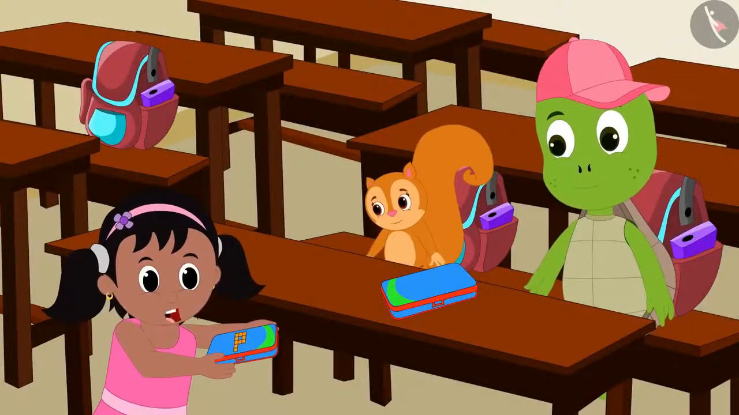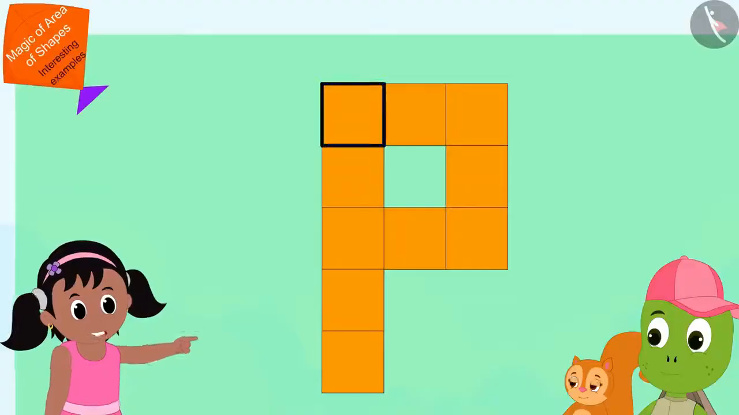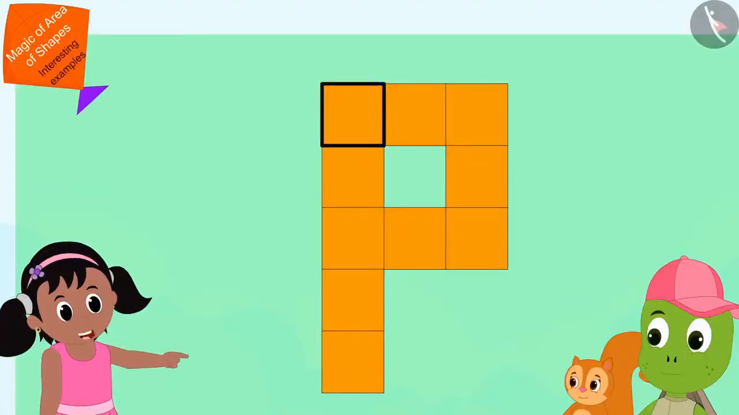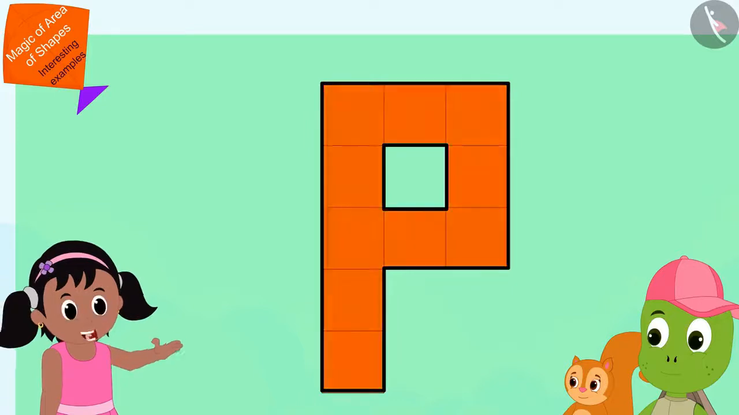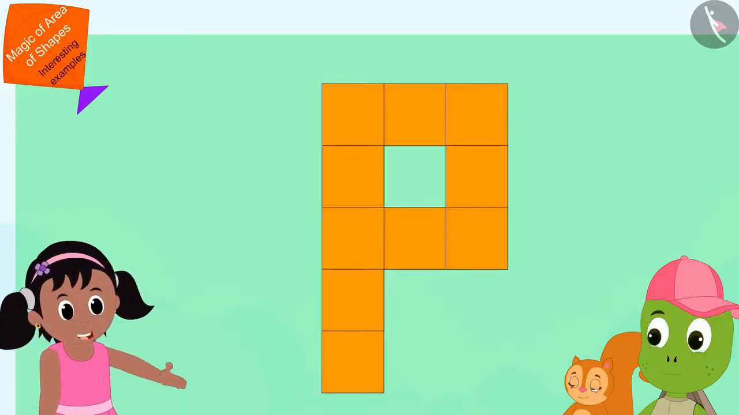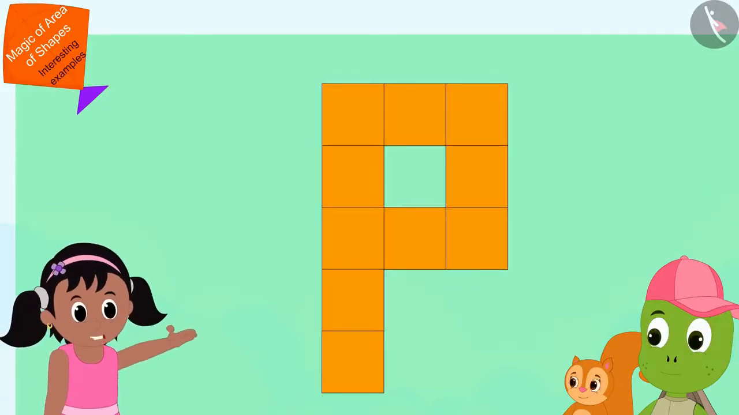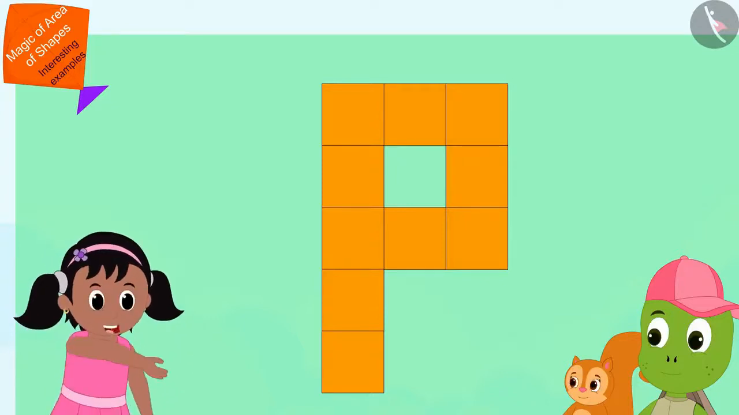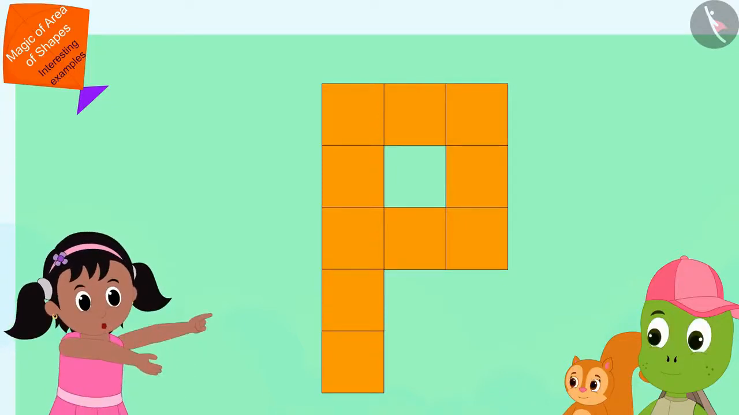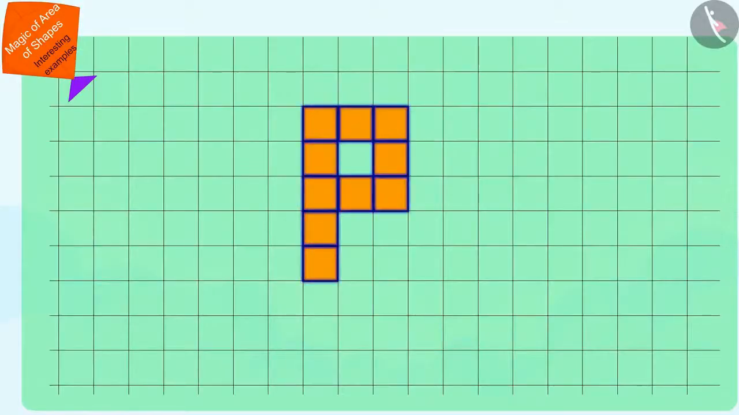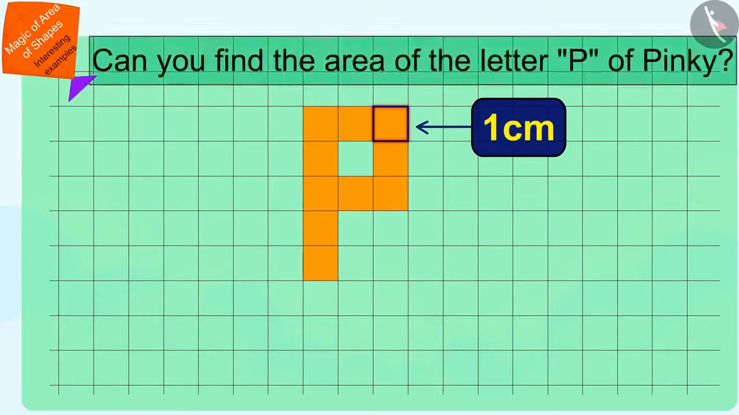Look, I've used these square-shaped stickers on my compass box to make my name letter P. This allows me to easily identify my compass box. Why don't you both use these stickers to draw the letters of your name on your compass box? Children, if the side of every square-shaped sticker used by Pinky is 1 centimeter, can you find the area of the letter P of Pinky?